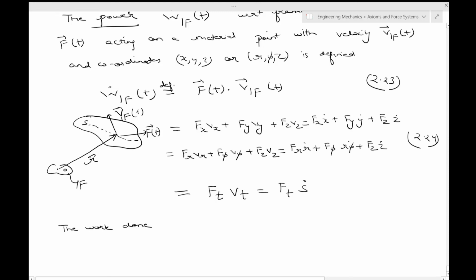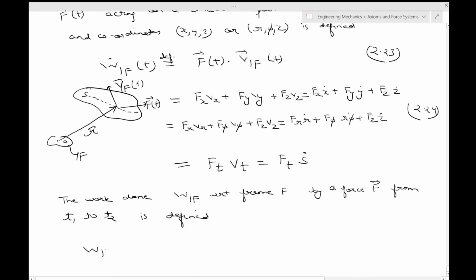Now the work done, W with respect to the F frame, by force F from time t1 to t2, is defined. So the work is now defined after power. This is something which you should note. We defined the energy, kinetic energy, we defined the power, and now we are defining the work. So I hope this sequence is somewhat clear.